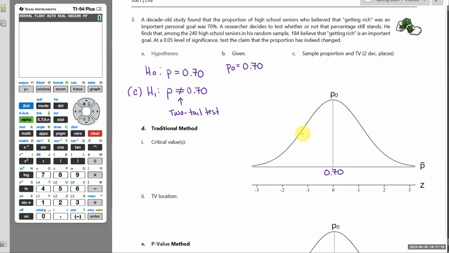And then the researcher goes out and gets some data to see if we have evidence against this proportion. So he samples 240 high school seniors, and X, the number of successes, is 184 who believe that getting rich is an important goal. Alpha is 0.05 or 5%.